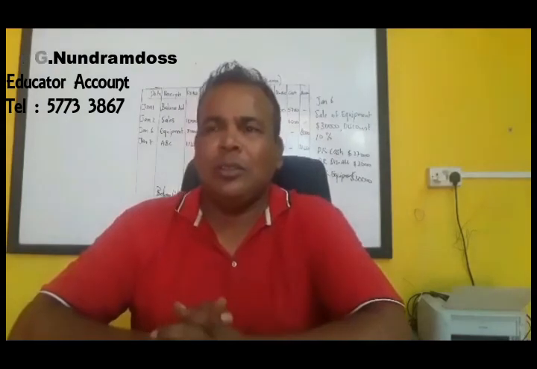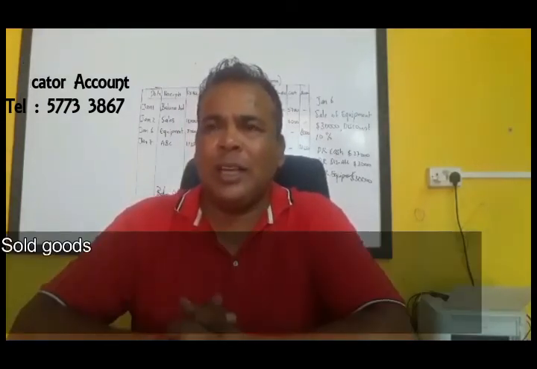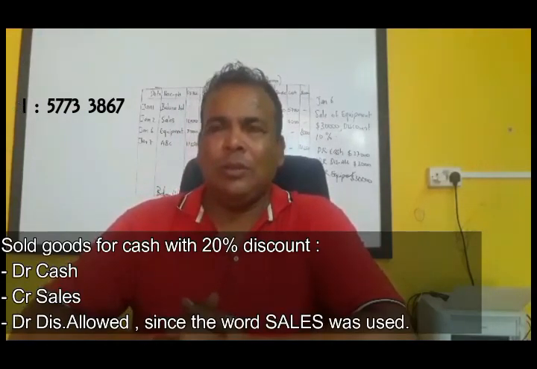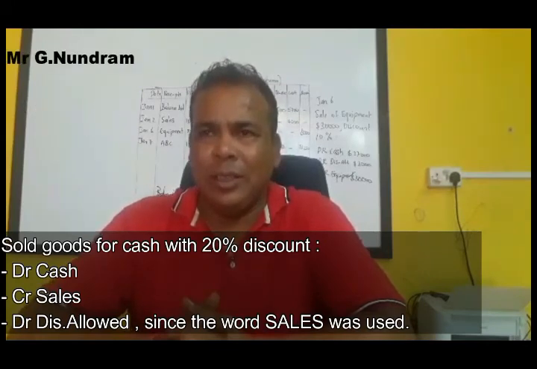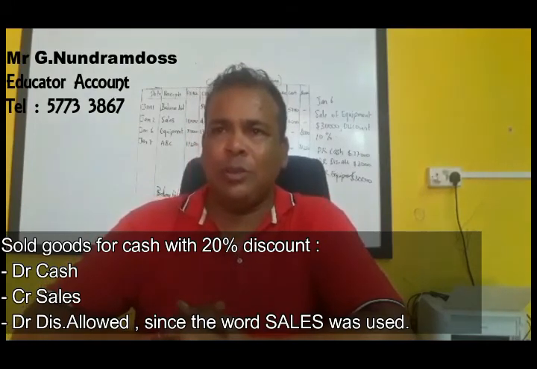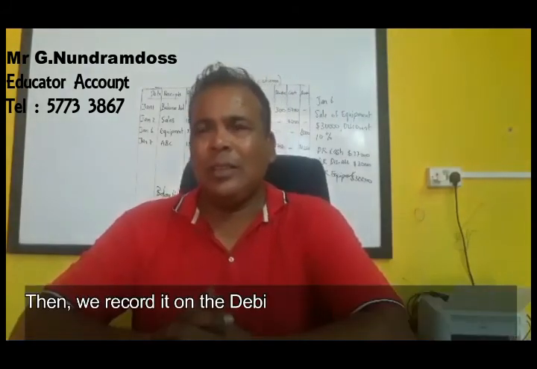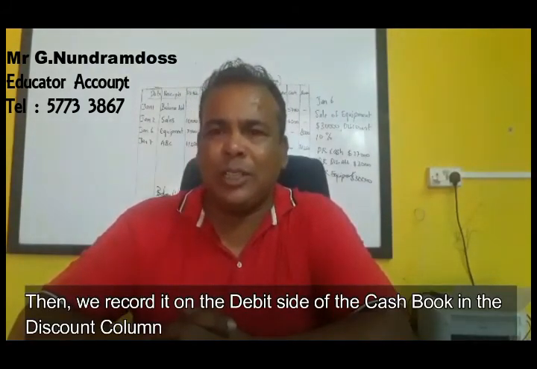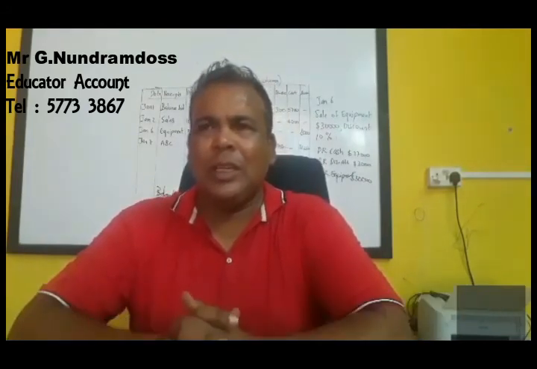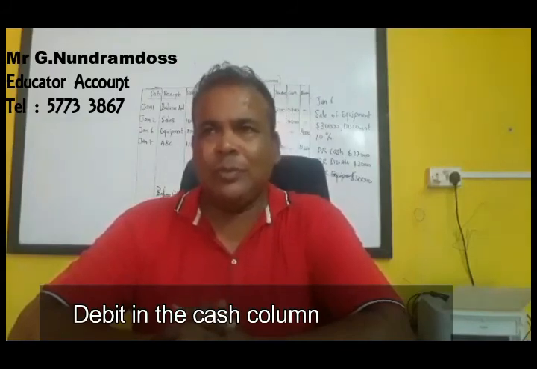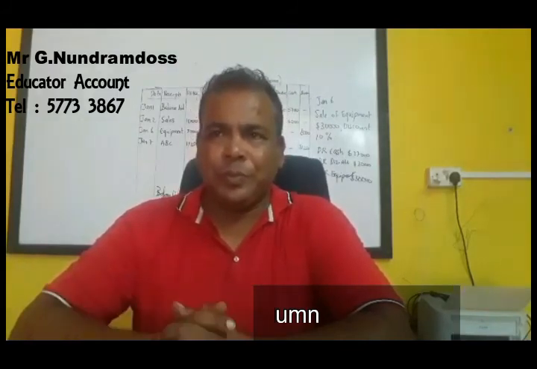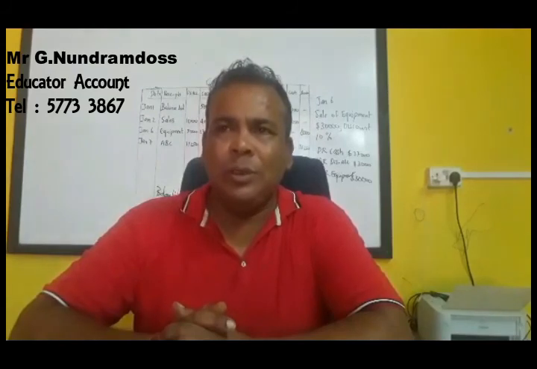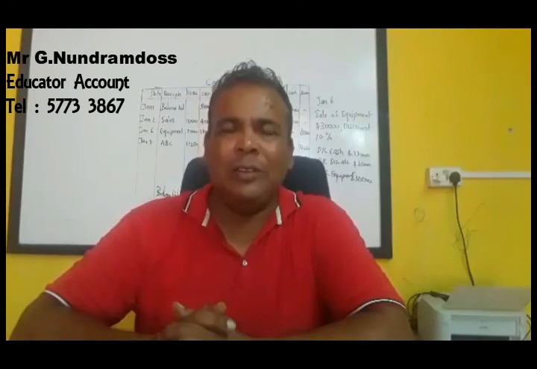Same thing, sold goods for cash, discount 20%. Therefore, debit cash, credit sales, debit discount allowed because we have the word sales. And then we record it on the debit side of the cash book, debit discount, debit in the cash book in the discount column, debit in the cash column. That's all. So a question has already been given to you. You just have to use this logic. You write down the double entry, and then from the double entry you record it in your three-column cash book.